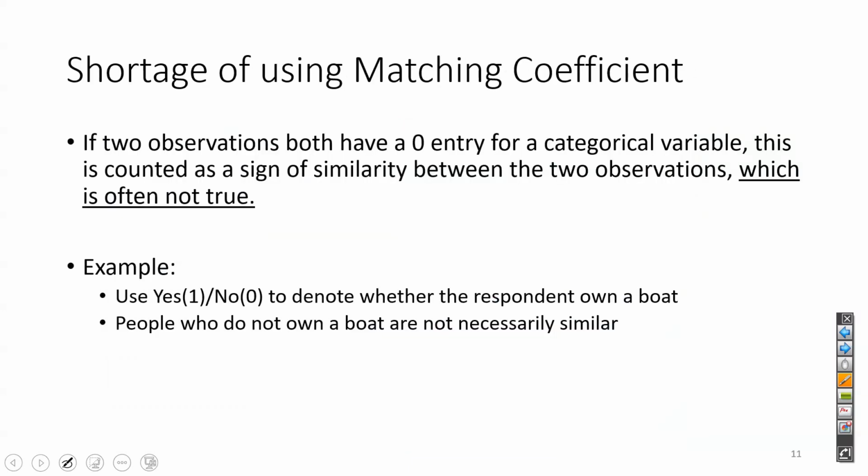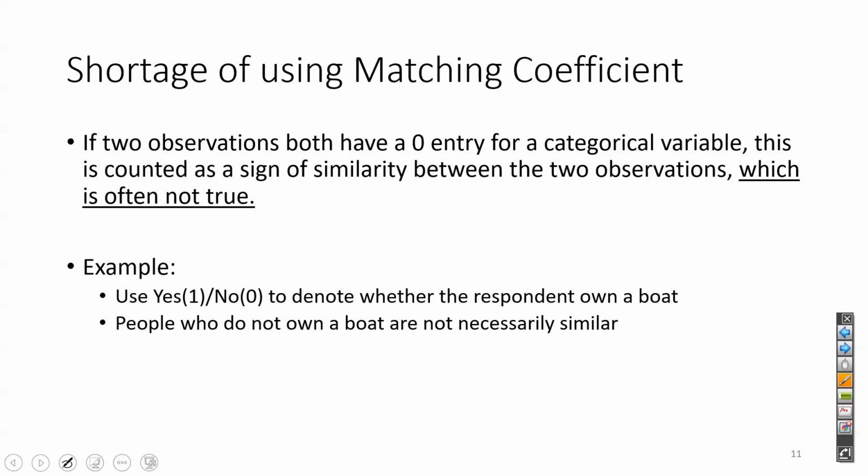Now, there will be some issues when you are using matching coefficients. Some argument about the matching coefficient is that we compare the result based on whether the answer is yes or no, and we say the two individuals are similar if the answers are yes. That's reasonable, but some people argue that it's not reasonable when the two people answer no and they are still considered similar. So they feel that if the answer is yes, they are similar, but if the answer is no, it doesn't mean that they are similar as well.